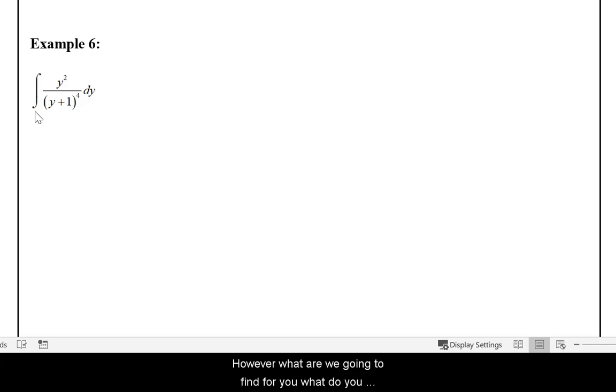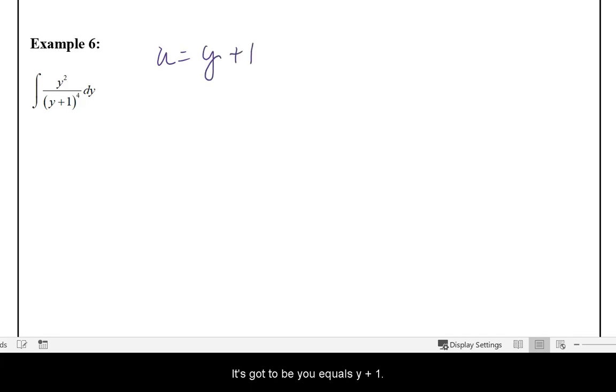However, what are we going to find for u? What do you think? What's your best guess? Where would you look for u? Probably in the denominator. Look for the more complicated part. Look for a composed function. Look for something inside something else. Yep, there it is. That y plus 1 is inside the 4th power, and it's in the denominator. Double win. It's got to be u equals y plus 1.